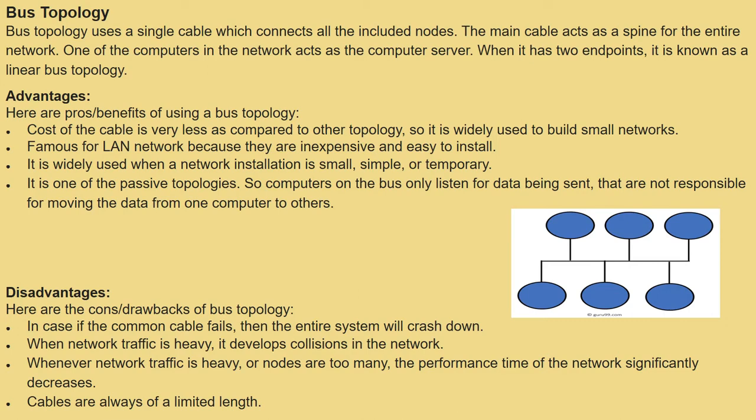Okay, so as per the disadvantage, the common cable, the main cable, if this one fails, this is the common cable. If the common cable fails, it means the total network is dropped down.